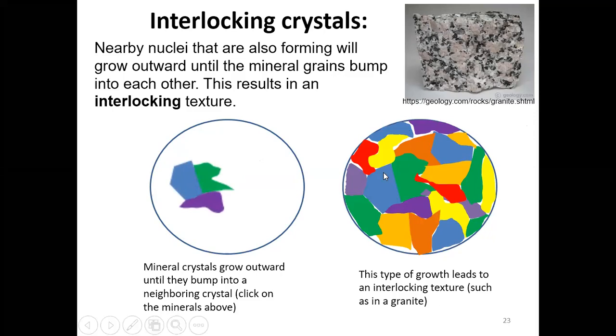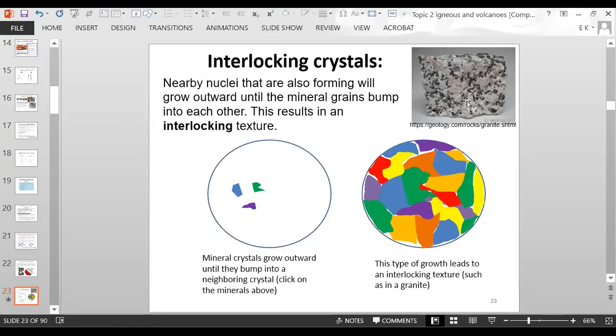Okay, and then eventually you would get all around this area within the magma, you would also have other crystals growing, and they all grow outward until they bump into each other, and that forms an interlocking texture. Okay, and in this case, an example would be granite. Okay, where you have different crystals that grew until they bumped into each other.